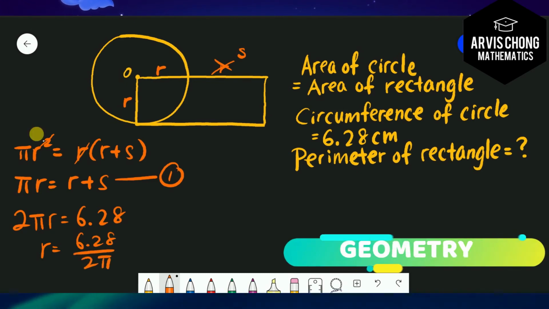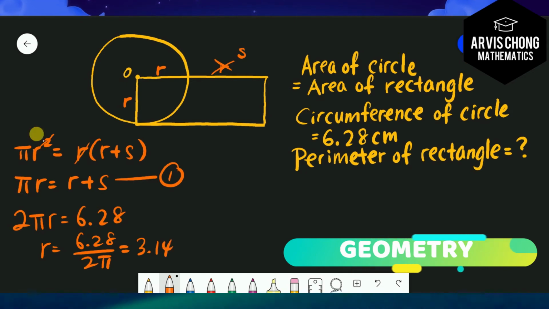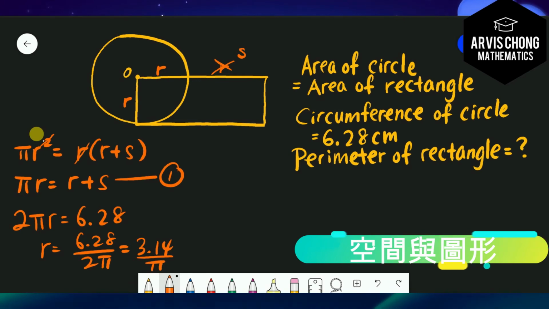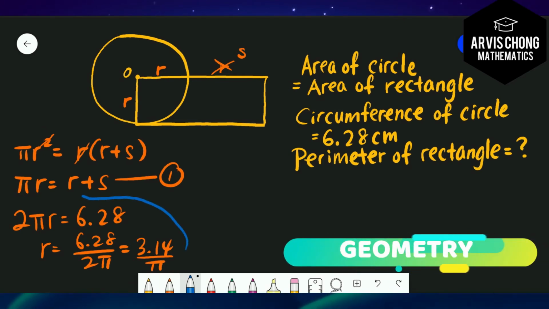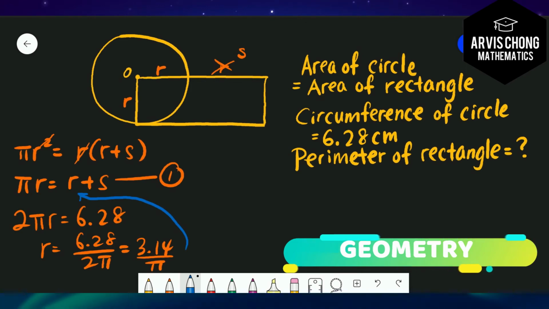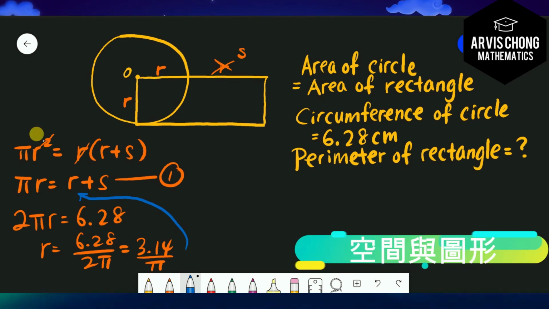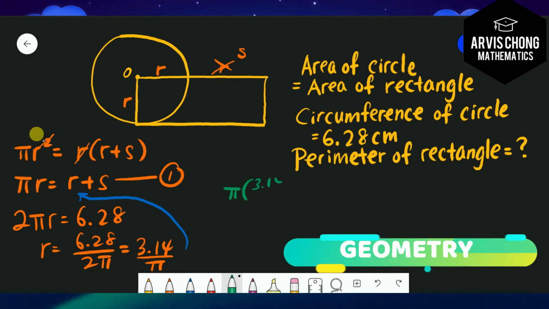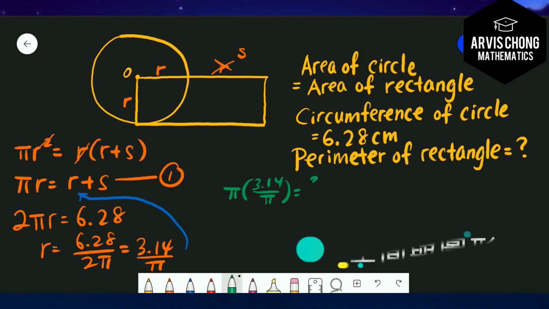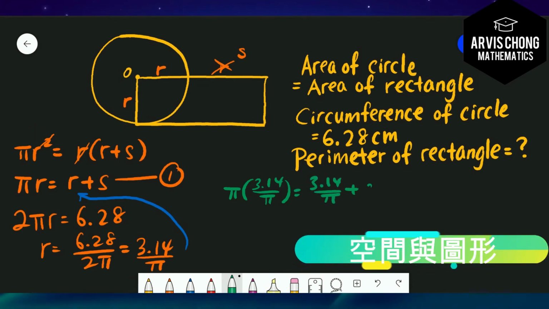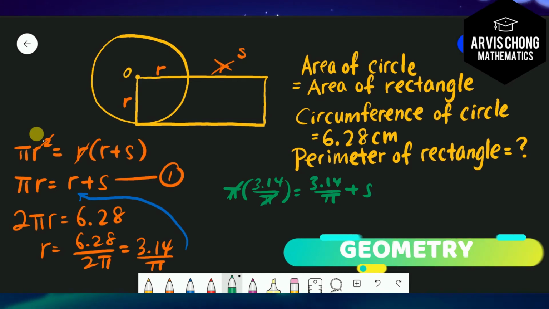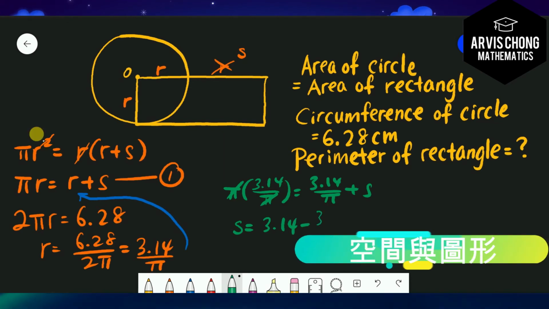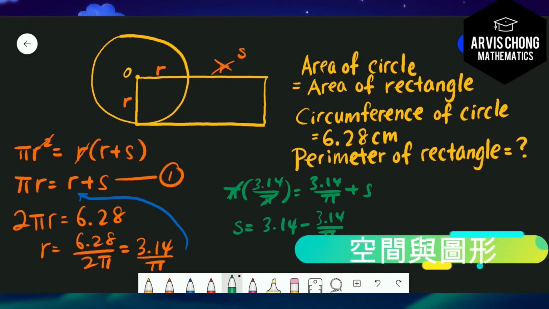So eventually here I will get 3.14 over pi, right? And then I can substitute this r inside my first equation just now to get the value of s. So let's start now. From here, we can write pi times r, which is 3.14 over pi, equals to 3.14 over pi plus s. So these two can cancel. So we have s equals to 3.14 minus 3.14 over pi. You can leave it in this form first.